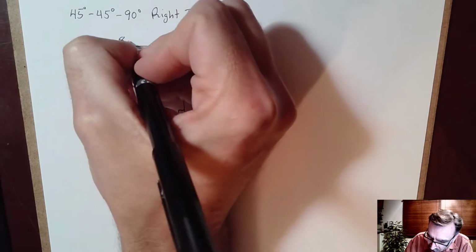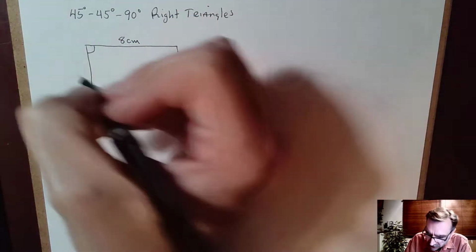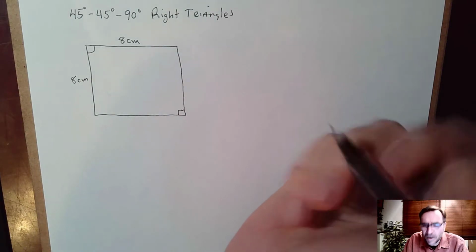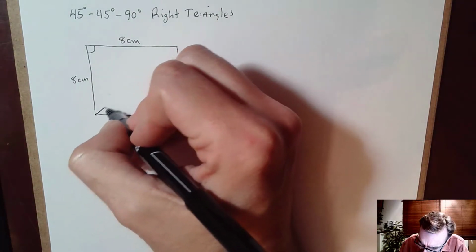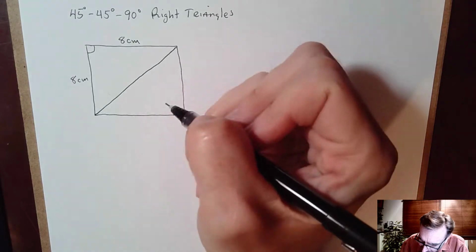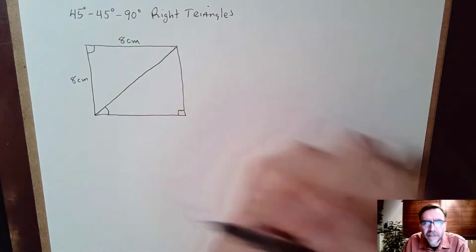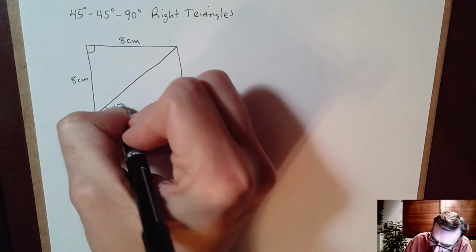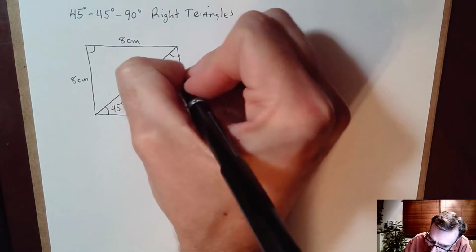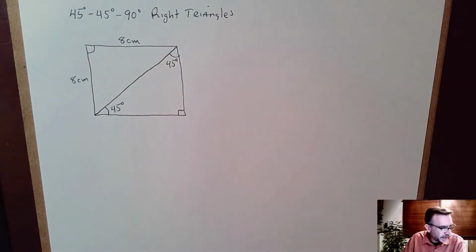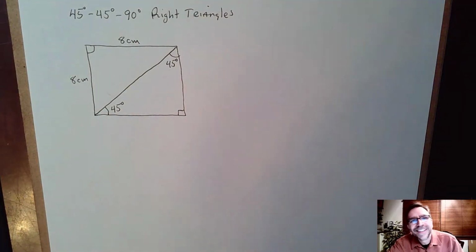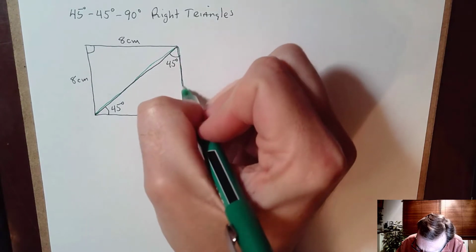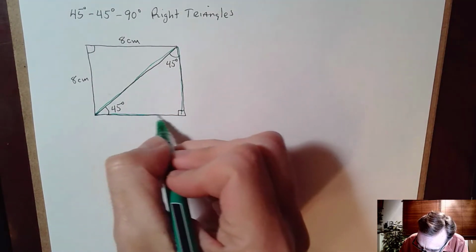All right, so let's just choose a size arbitrarily, 8 centimeters by 8 centimeters. Now what we're going to do first is draw in the diagonal. Now the diagonal will bisect the 90-degree angle, and 90 degrees divided by 2 is 45 degrees. So right away I know that angle is 45 degrees, this angle is 45 degrees, and that's 90 degrees. And so here we have a 45, 45, 90 right triangle constructed from scratch.